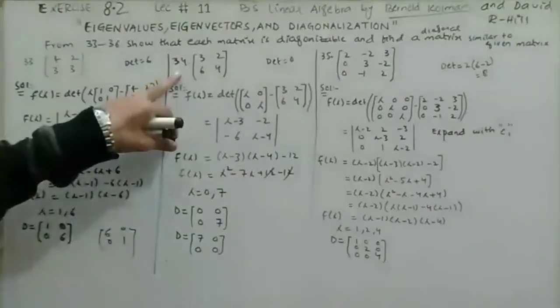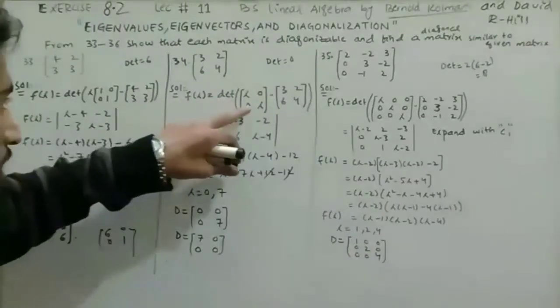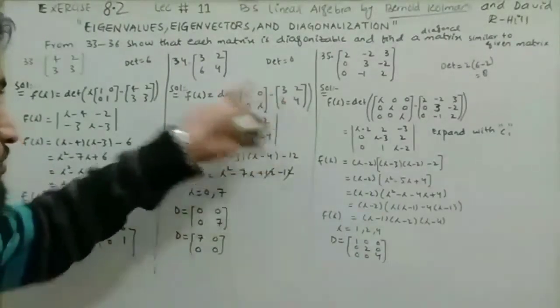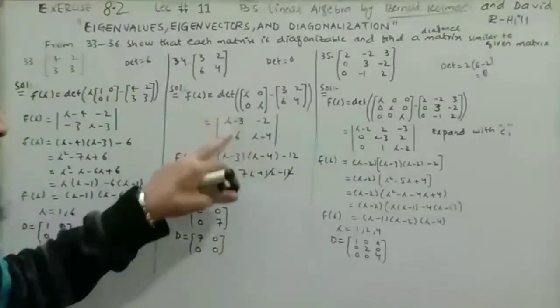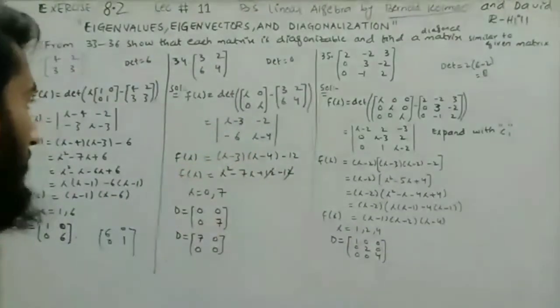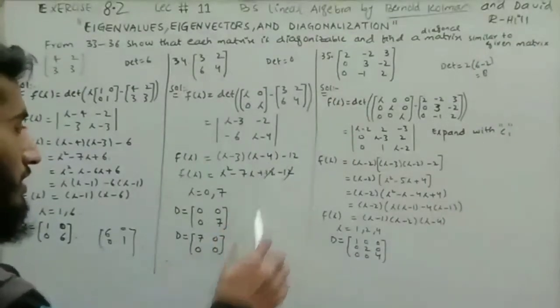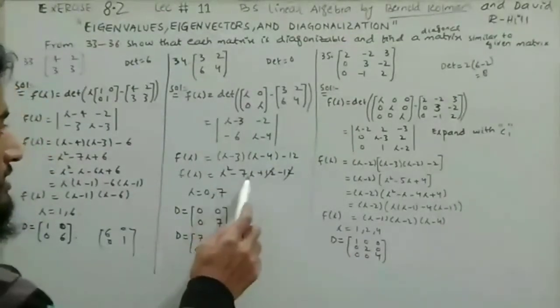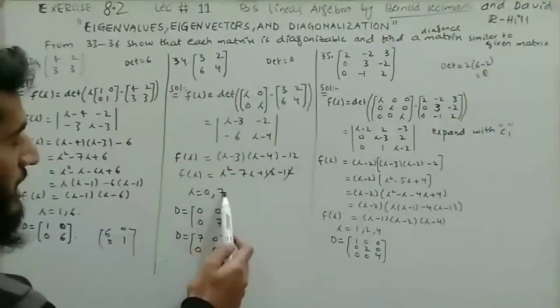Move to 34. 3, 2, 6, 4. Using the definition, f of lambda is equal to the determinant of lambda identity matrix minus the original matrix. By simplification, it gives us this. Now by expanding this determinant, it will give us lambda square minus 7 lambda plus 12 minus 12. They cancel with each other. We are left with lambda square minus 7 lambda. It will give us two values of lambda: lambda is equal to 0 and 7.